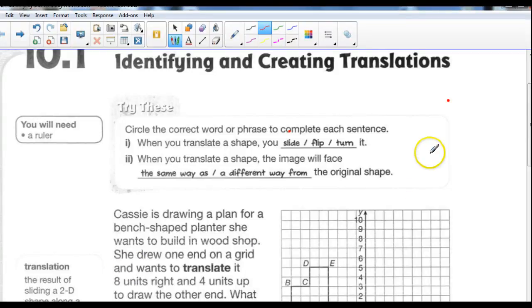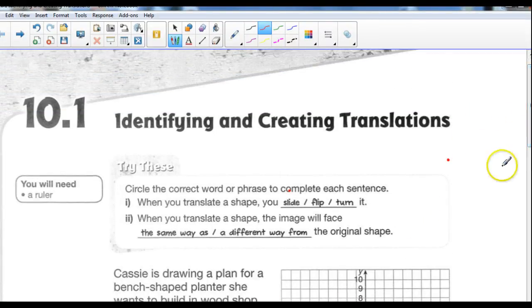Okay, this is 10.1 and we're talking about translations. So hopefully you've watched the first video, the introduction, the getting started, which talks about all of the transformations that you're going to do in this chapter. It's a great introduction, so please watch it before you even start 10.1 or any other part of chapter 10. So we're going to talk about translations first.